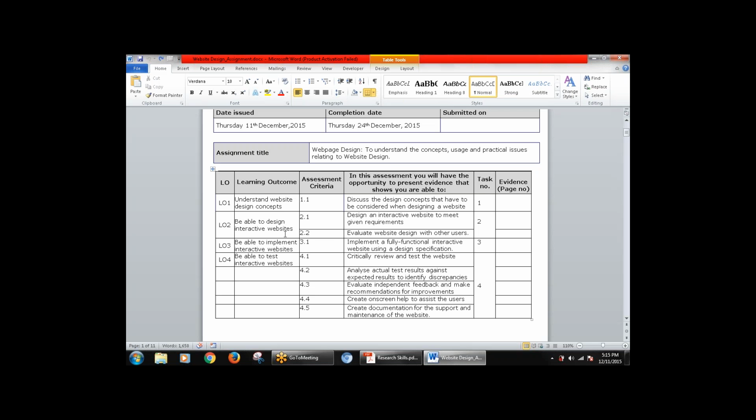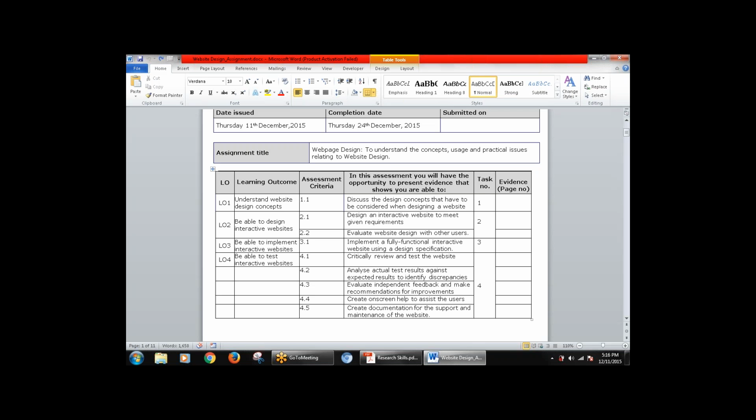Then LO number 3, that is be able to implement the interactive website. So LO2 is designing, LO3 is implementing. First of all we have to design the interactive website, then we have to implement it. And there is only one assessment criterion, 3.1, that shows implement a fully functional interactive website using the design specification, that is a fully working website. That is LO number 3.